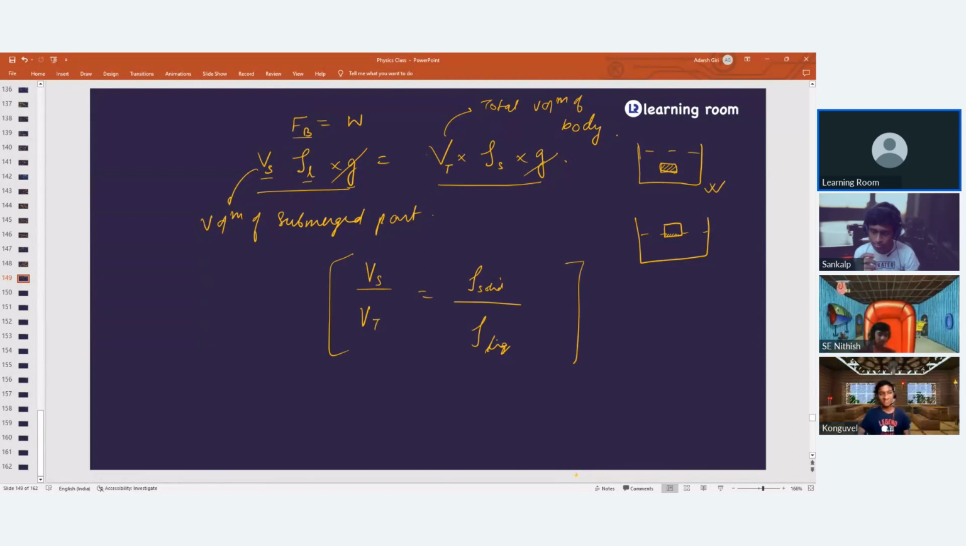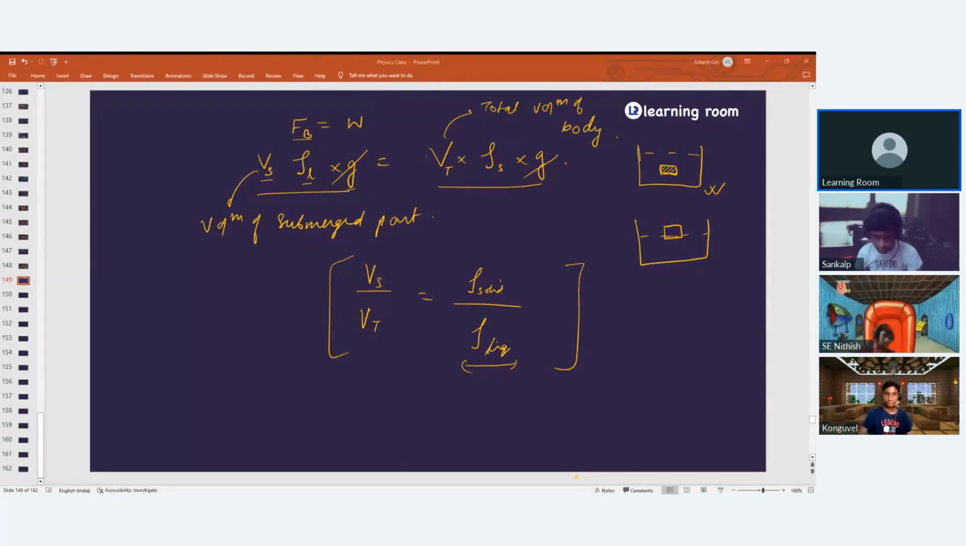That means the ratio of density of that particular material to the liquid in which you are dipping it will give you the ratio of volume that is submerged to the total volume. Are you getting my point? So from here you can understand with this ratio how much part of the body will be submerged, right?